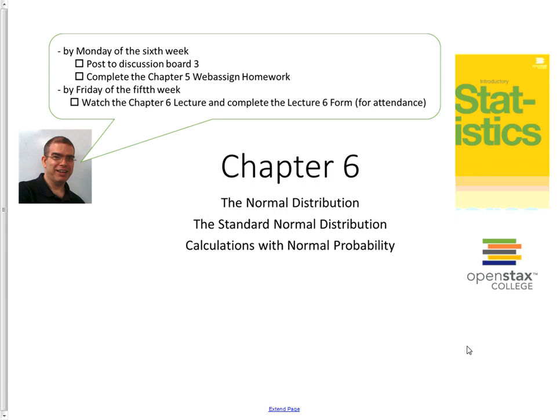Now remember, this is on Chapter 6, the normal distribution. We'll talk about the standard normal distribution and calculations using normal probability. My task here is to talk a little bit about the normal distribution, but mostly to introduce some of the ideas that we'll be able to use using Microsoft Excel to help us make these calculations.